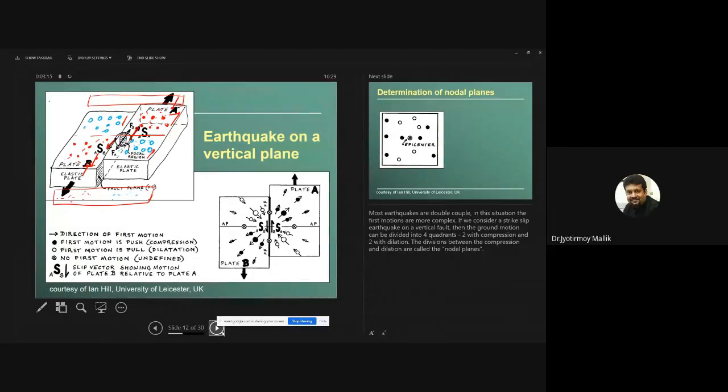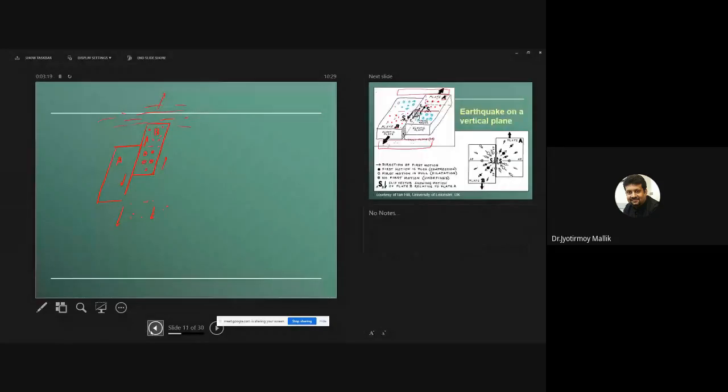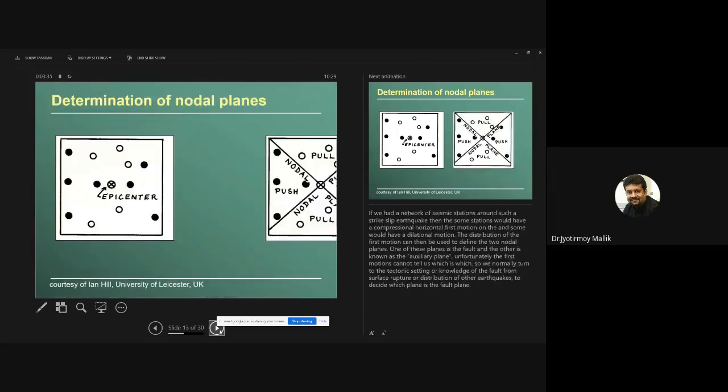Is that clear, everyone? Is this part also clear where I talked about how this information is translated? Okay, I assume that it is clear. You don't ask me question.